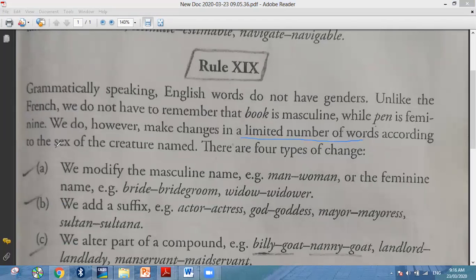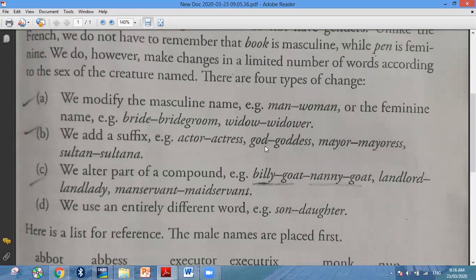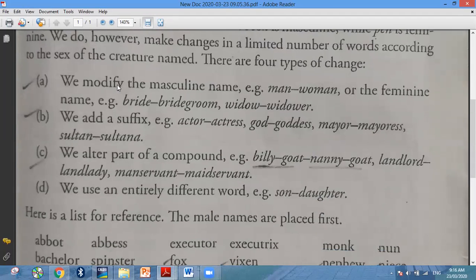According to the grammarians, there are four types of changes that we make to name the male and female. First, we modify the masculine name. We change it to something completely different from the male, like man and woman, bride and bridegroom, widow and widower.